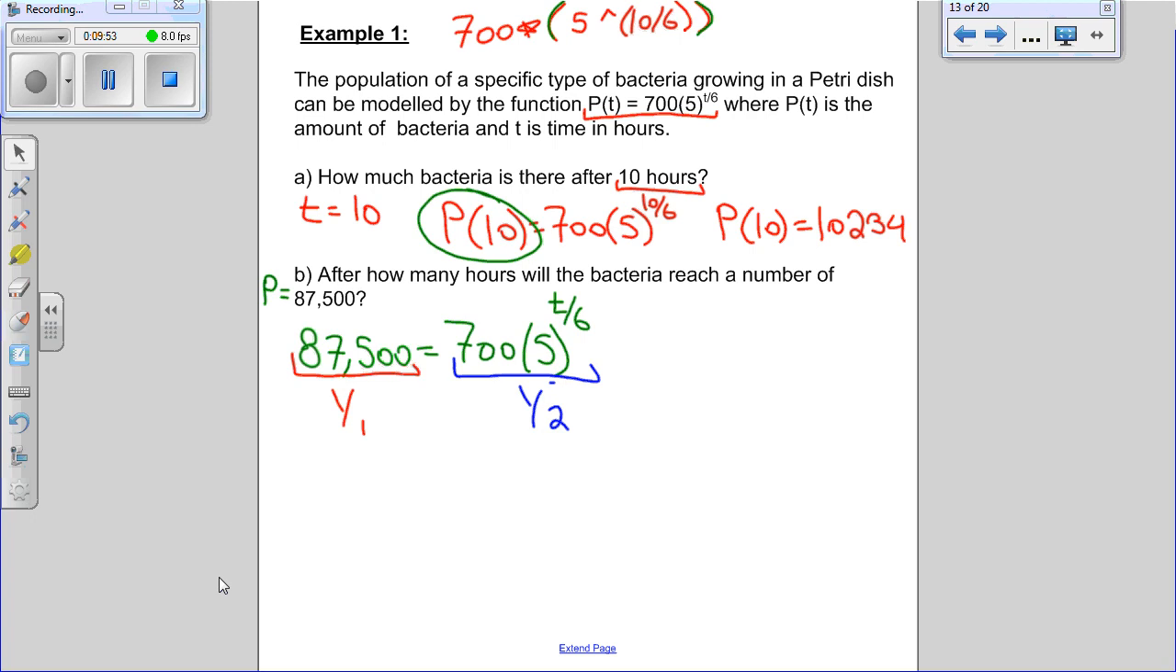So I'm going to put this guy in for y1, so 87,500. And for y2, I'm going to put in this whole equation. I'm going to put it in the same way I put it up here, but with a t instead of a 10. So I'm going to go 700 times 5 to the power of brackets, x divided by 6. Close the brackets twice. And then I'm going to go to my window setting.